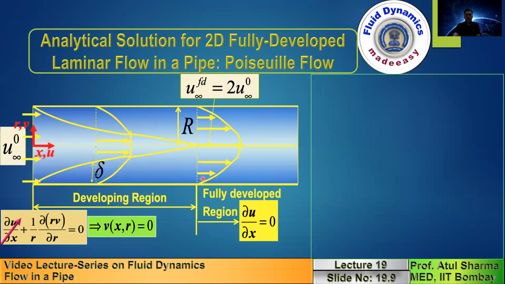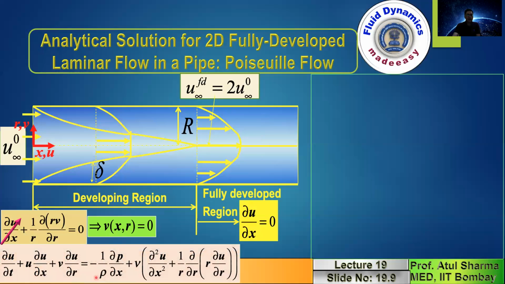Which means that in the fully developed region, the radial velocity is 0 and the axial velocity variation is given by this parabolic velocity profile. And this parabolic velocity profile is invariant along the axial direction, that is del U by del x equals 0. So I started with the continuity equation and showed you that in the fully developed region, the radial velocity is 0 everywhere.